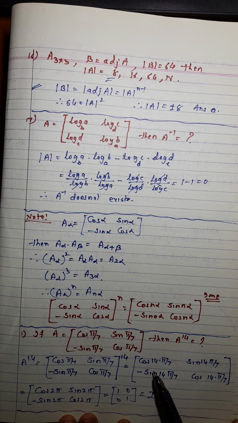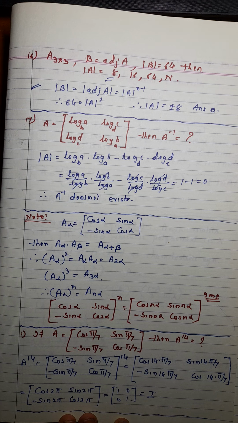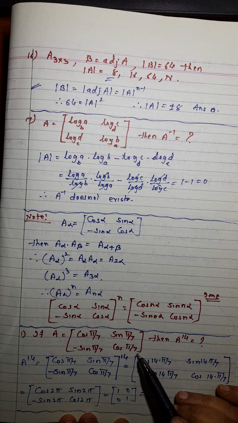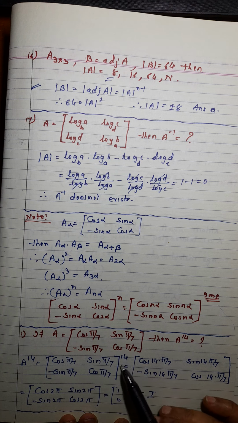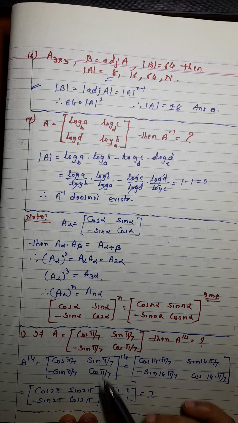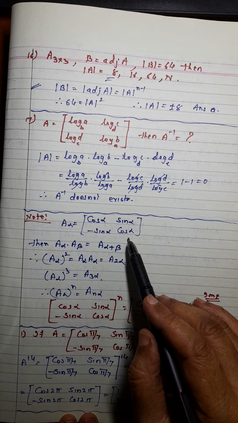If you simplify this, you will get cos 2 pi, sin 2 pi, minus sin 2 pi, cos 2 pi. Cos 2 pi is 1, so this is 1, this is 1. And this is sin 2 pi, sin 360, sin 0. It is 0, this is 0. So this is the identity. This is very important. It is there in many papers. Anything can be asked here. If the matrix raised to something is there, no need to multiply. That angle will come here, provided that the matrix is this matrix.